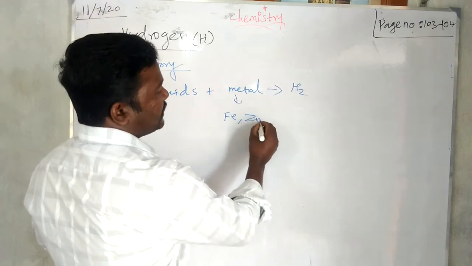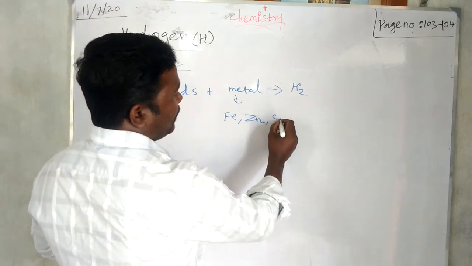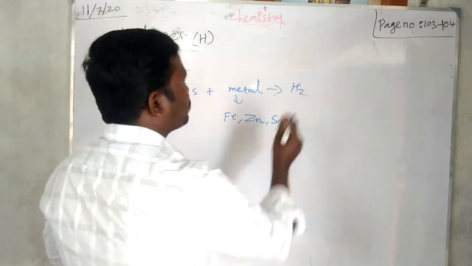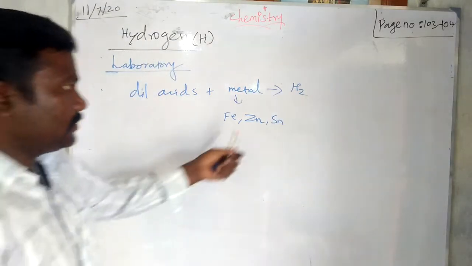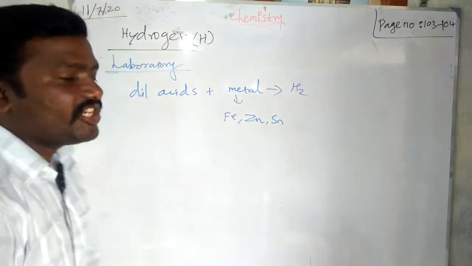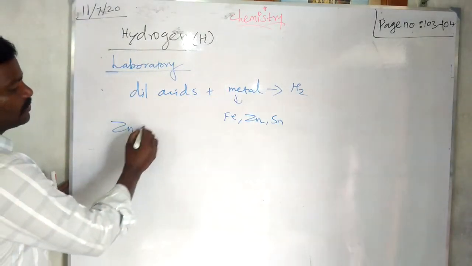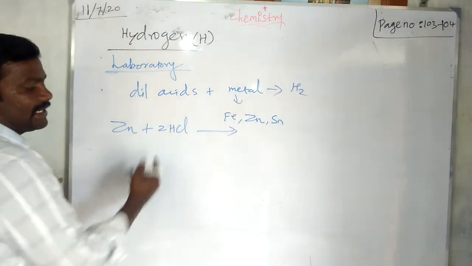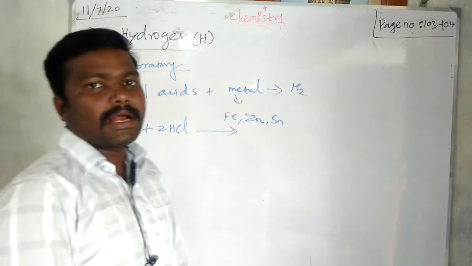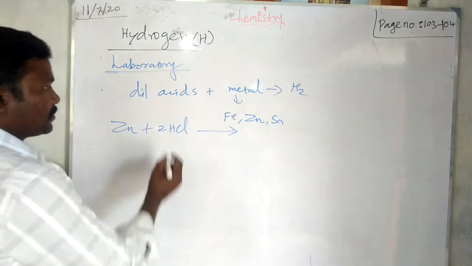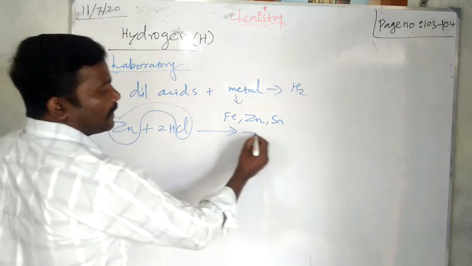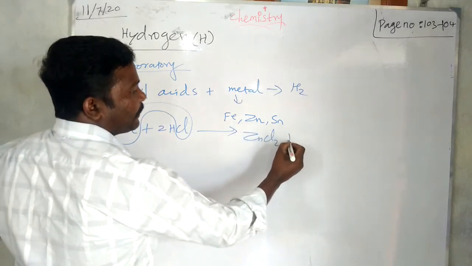See, zinc, then tin. Tin means Sn, right? So here we are going to take the zinc metal. Zinc metal is treated with diluted hydrochloric acid. HCl means what? Hydrochloric acid. So the zinc reacts with this 2Cl. It will form zinc chloride.